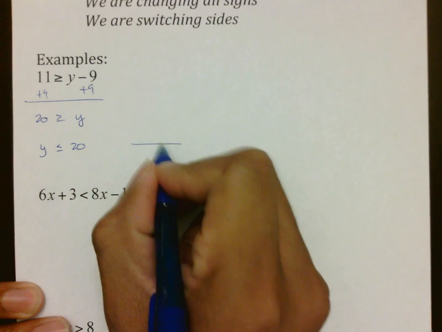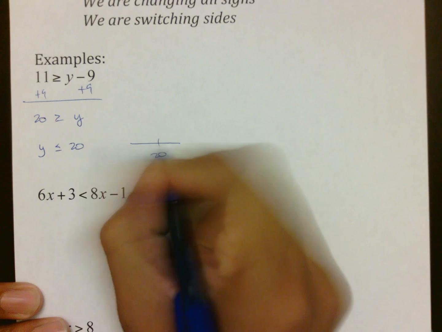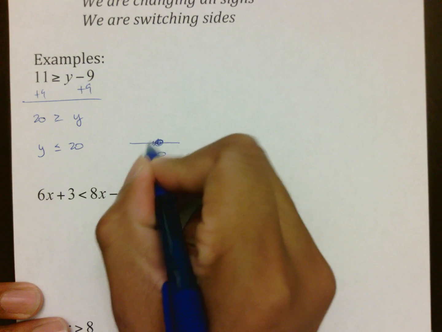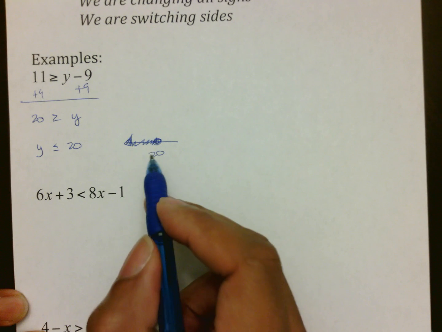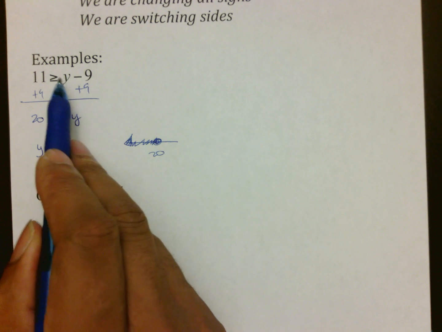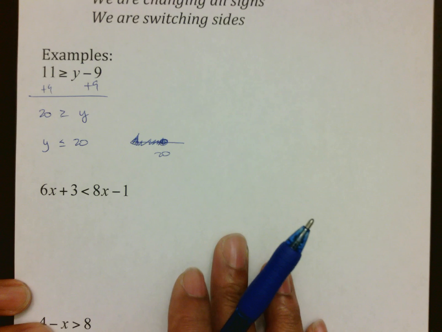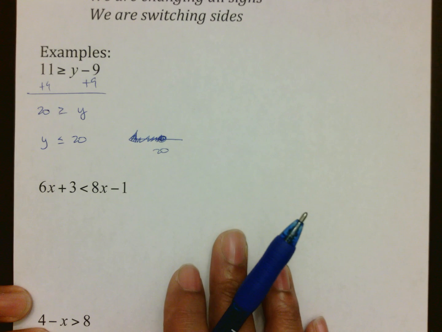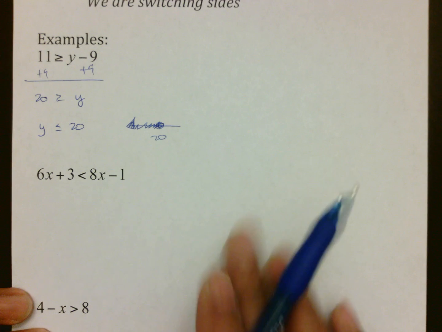And then when I go to graph that, which you're going to have to do on everything, so you might as well practice it, that is a closed circle with an arrow pointing to the left. And so we're looking at numbers like 20, 19, 18, 17, or 10. For example, 10 would be in that answer. 10 minus 9, notice, is smaller than 11, so that would work out. But other than that, that's what you have to look out for. So again, if you're switching sides, that's one time when the sign will switch, and if you're switching signs.